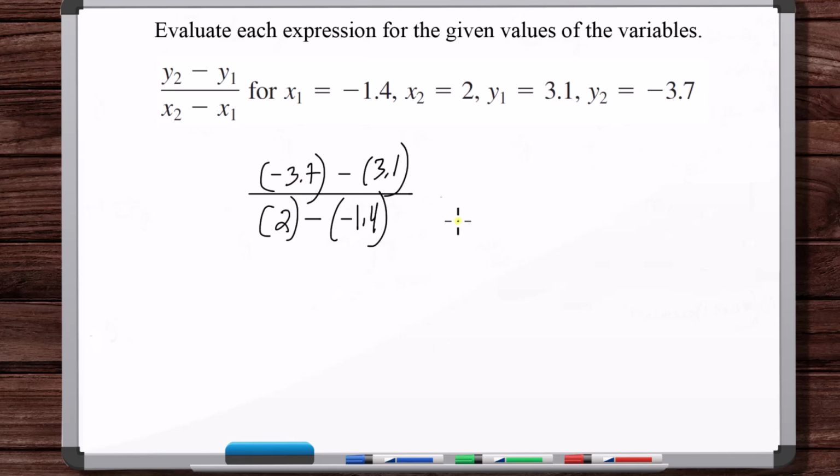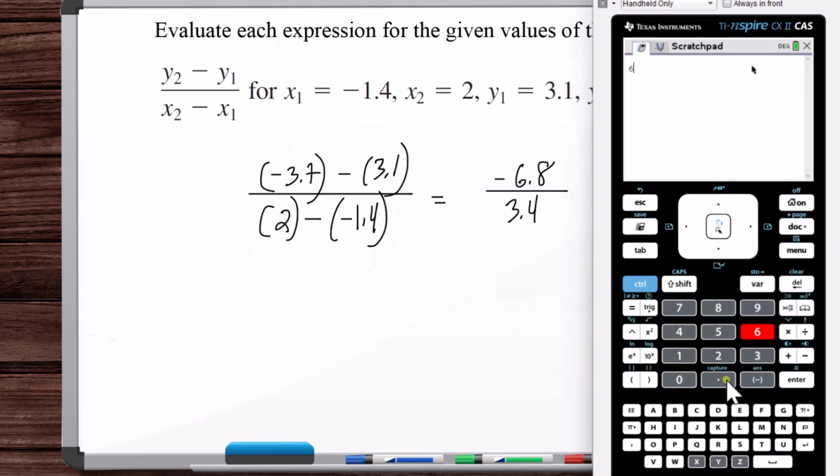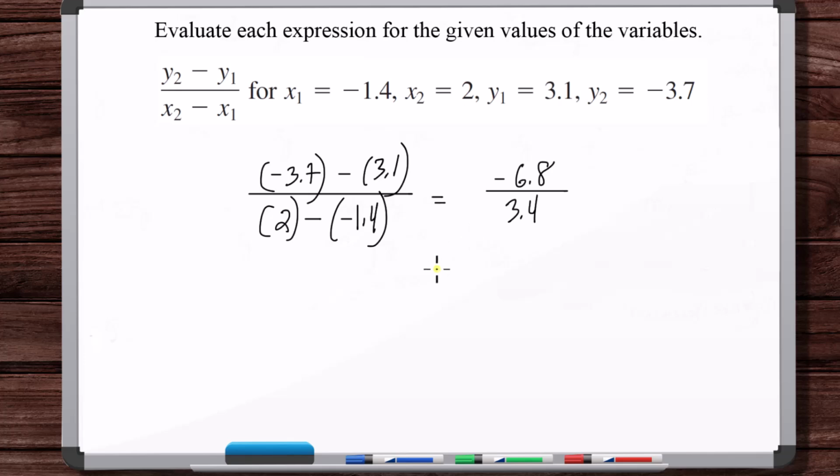Then you simplify. So minus 3.7 minus 3.1 is going to be, let's see, minus 6.8. Then 2 plus 1.4 is going to be 3.4. And then minus 6.8 over 3.4 is minus 2.